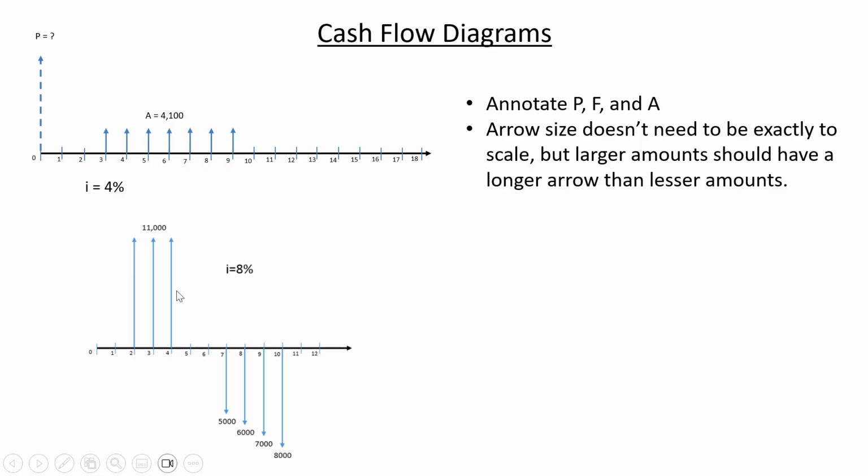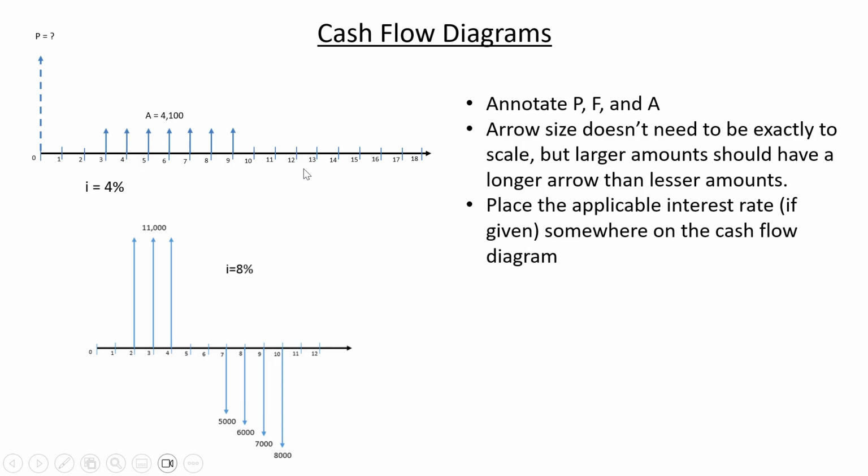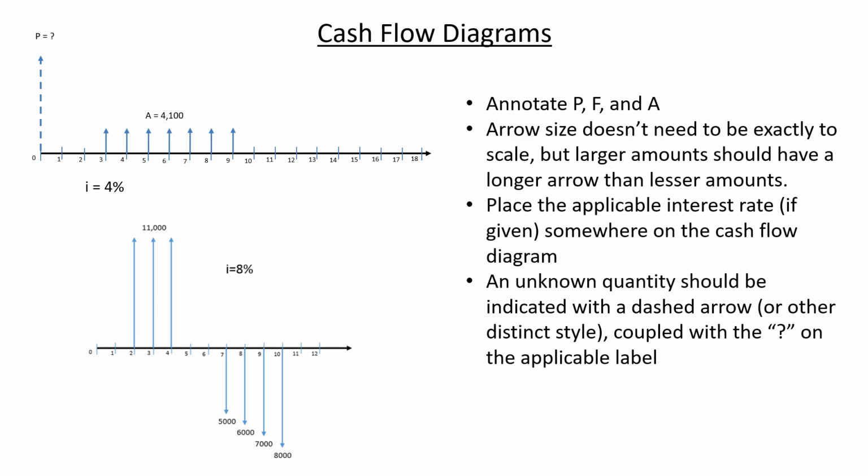The arrow size doesn't have to be scaled exactly, down to the millimeter in terms of the amounts, but it is good practice if bigger amounts have larger arrows than smaller amounts. If directionally you can get a sense for whether something is a lot or a little from the size of the arrows, then that's good. But I don't expect every one of your cash flow diagrams to be perfectly scaled. The interest rate can be below the line or above the line, just depending on where is a convenient place to write it, where it's not going to get in the way of the arrows. And if there's an amount that's not known, it's best to represent that unknown quantity with a dashed line and then a question mark after the label.